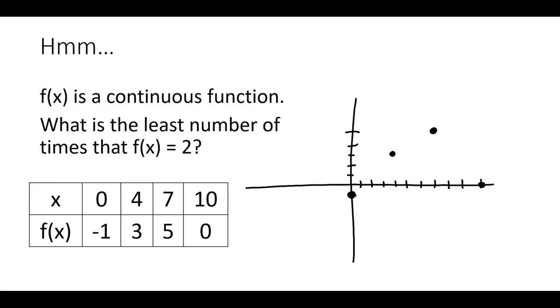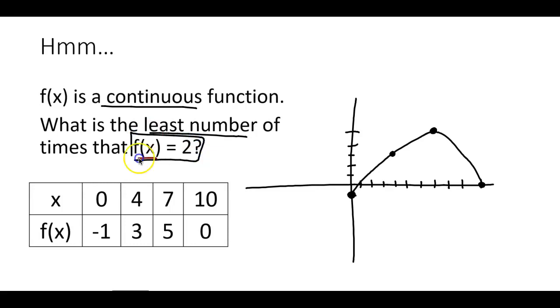Now the instructions up here say something very important that we can't ignore about this function. It says it's continuous. And so what that means is that starting here, I should be able to connect these dots together by one line without any holes, gaps, or jumps. Now the question here is, what is the least number of times that f of x could possibly be equal to 2?